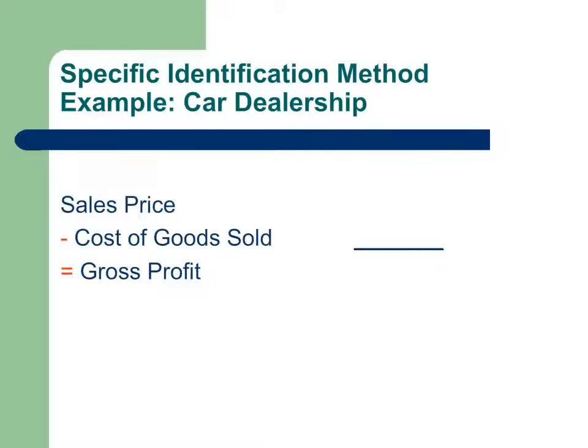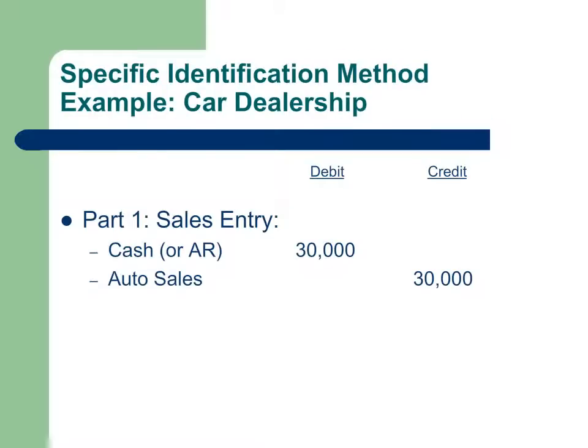The cost of sales, cost of goods, or cost of goods sold is the amount the dealer originally paid for the car. The gross profit is calculated by subtracting the cost of goods sold from the revenue or the sales price. So, if the dealer sold a car for $30,000 that originally cost him $25,000, the gross profit is $5,000. When the sale occurred, the dealer entered the sale as a credit to the revenue account and a debit to either cash or accounts receivable, depending upon how the customer agreed to pay for it. The amount for the debit and credit is $30,000.